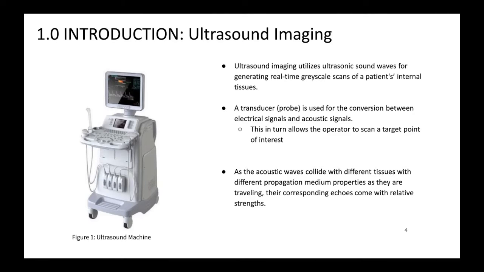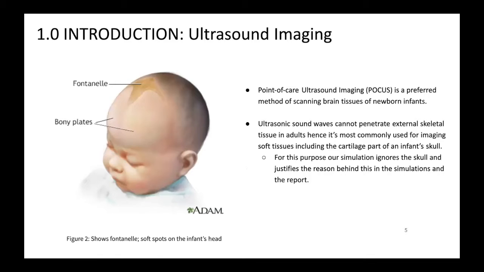with relatively different strengths. So point of care ultrasound imaging, or POCUS, is a preferred method of scanning brain tissues of newborn infants. Ultrasound for this specific case of brain imaging is highly preferred compared to MRI scanning due to its non-invasive nature, along with it having no requirement for stability in a patient, which is necessary while imaging the brain of infants. Ultrasonic sound waves cannot penetrate the skull tissue in adults.